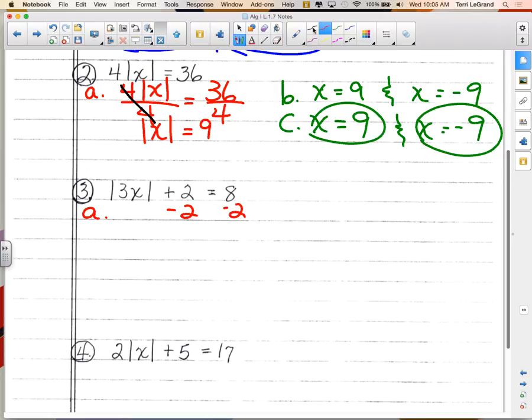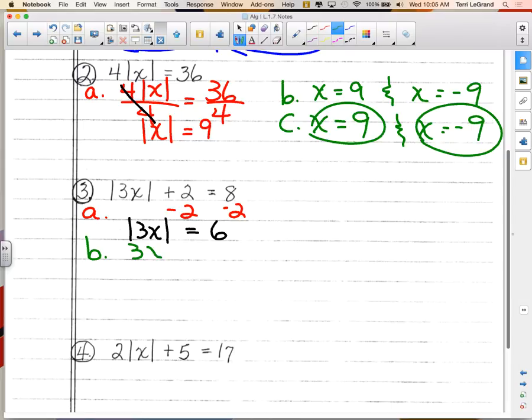Okay, and now we have the absolute value of 3x by itself, and we have 6 on the other side. So this is really saying, what could x be that when it's multiplied by 3, the answer you get will have a distance of 6? So we're ready to move on to step B? Yes or no? Okay. So what are the 2 cases?